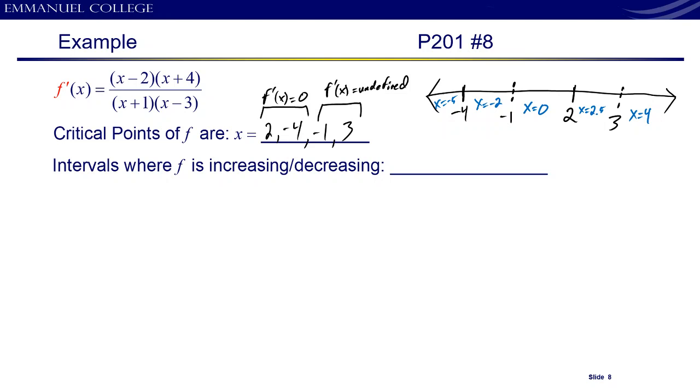So if we plug these in, I'll do that for the first one. So f prime of negative 5. That's going to give me a negative value, another negative value, another negative value, and another negative value. So 4 negatives makes a positive. So I know it's increasing from negative infinity to negative 4.